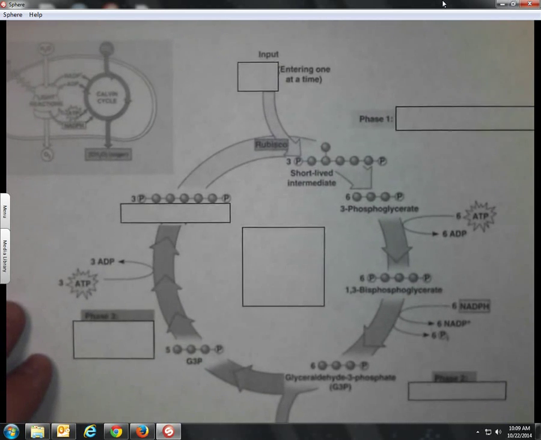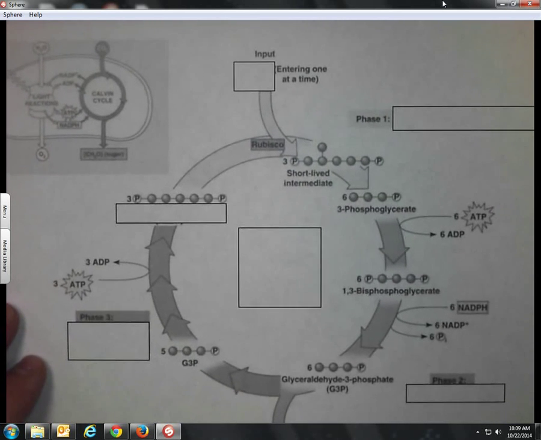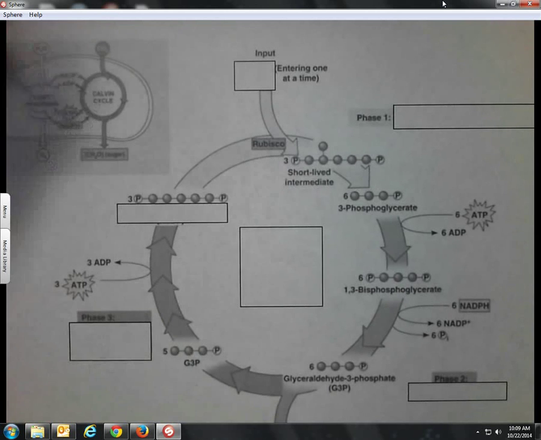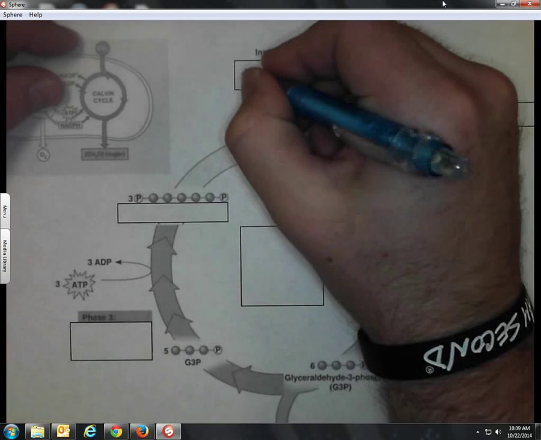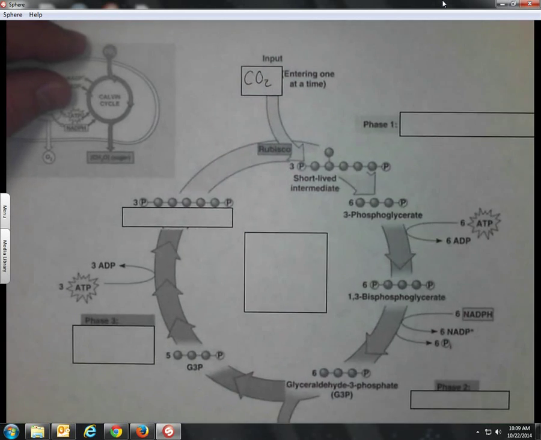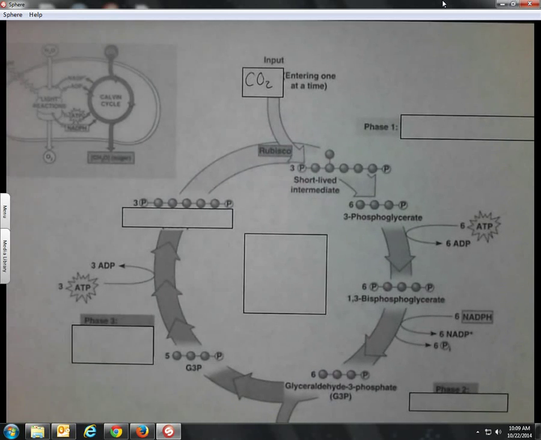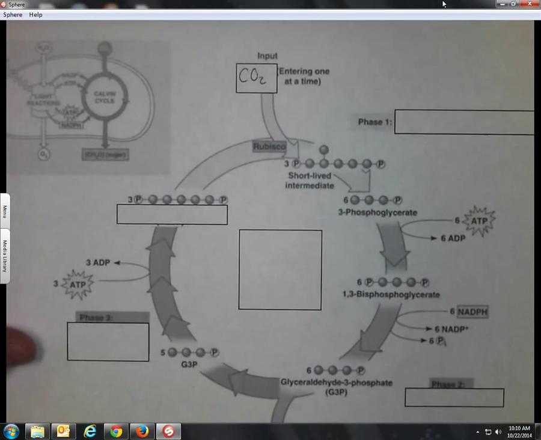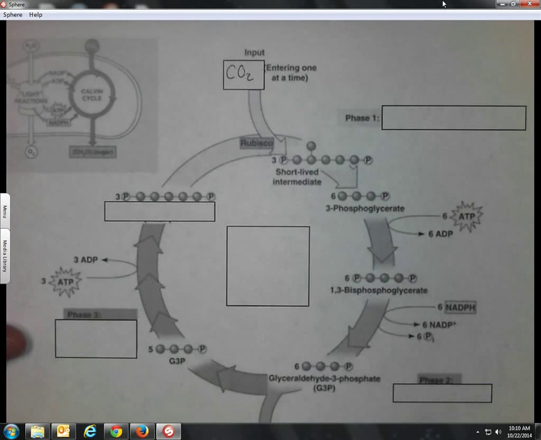So in the Calvin cycle, we know carbon dioxide is going to be brought in. Remember, all of the stuff that comes into the chloroplast and leaves the chloroplast is going to come into the leaf and out of the leaf through the stomata, those small openings on the bottom of the leaves. Okay? There are 3 phases, or 3 parts to this. Phase 1 we're going to call carbon fixation.